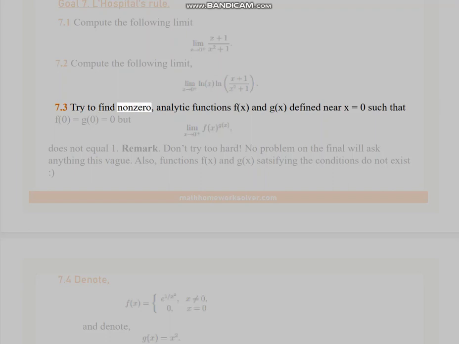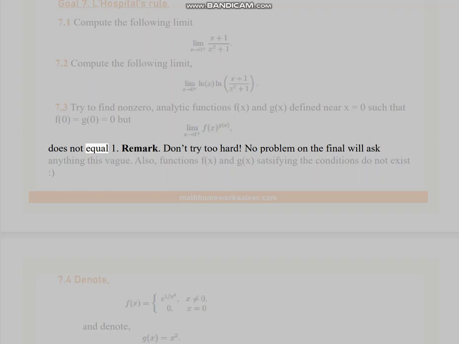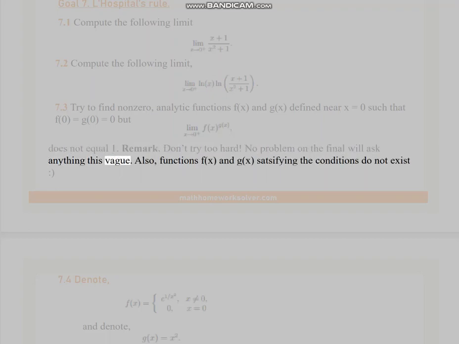7.3 Try to find non-zero, analytic functions f(x) and g(x), defined near x equals 0 such that f(0) equals g(0) equals 0 but the limit does not equal 1. Remark: don't try too hard. No problem on the final will ask anything this vague. Also, functions f(x) and g(x) satisfying the conditions do not exist, smiley face.